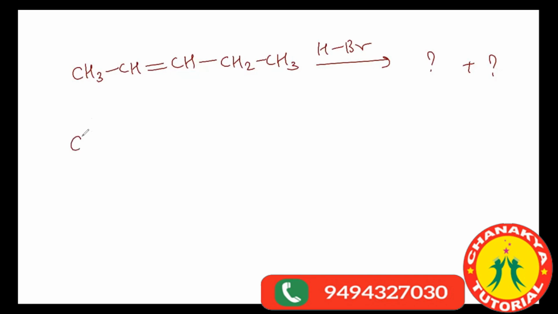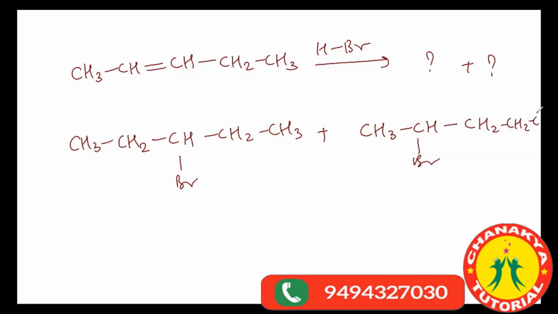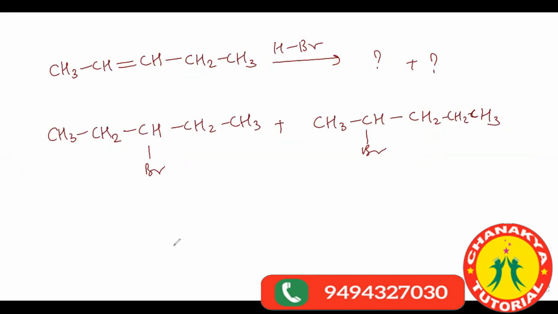What will happen in this case? CH3, CH, right? If hydrogen would come here, it becomes CH2, CH, and halogen will become here as a Br. You will get here CH2, CH3. Plus another product would be what? CH3, CH. Here it will be the Br. And here CH2, CH2, CH3. Correct?